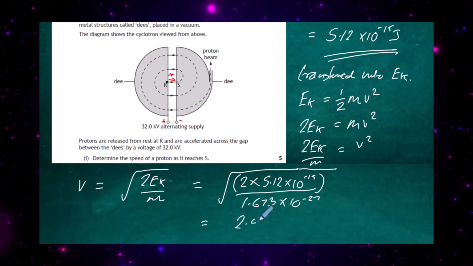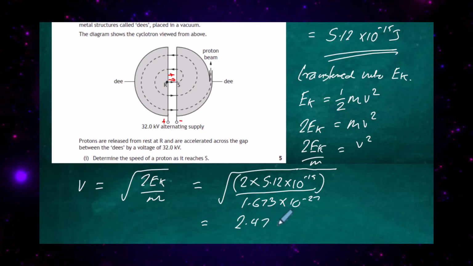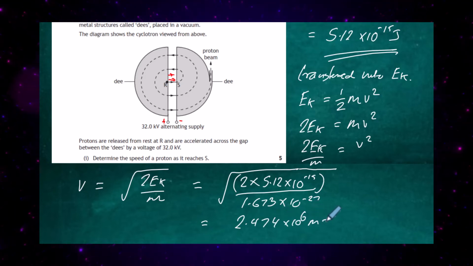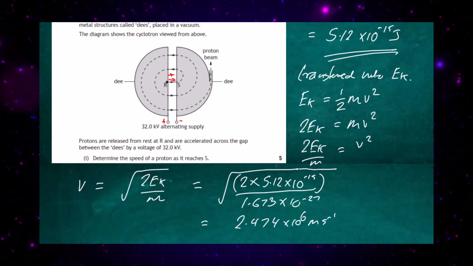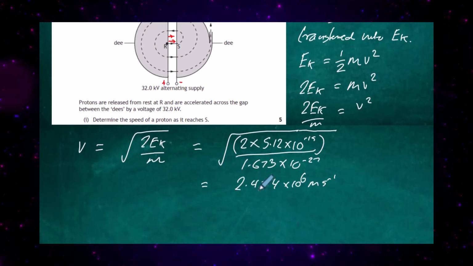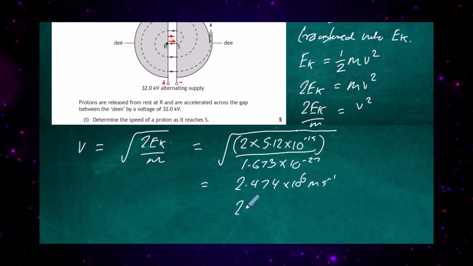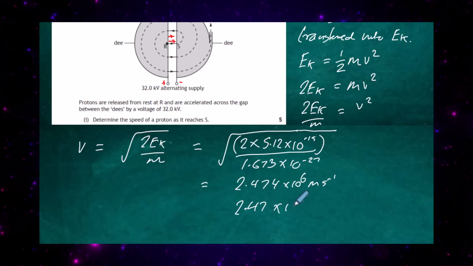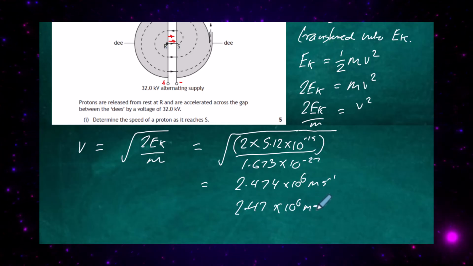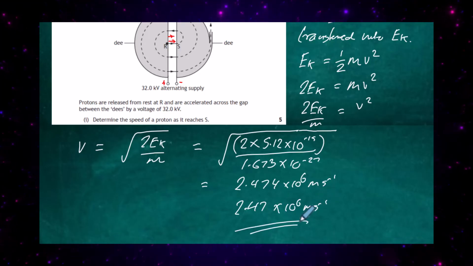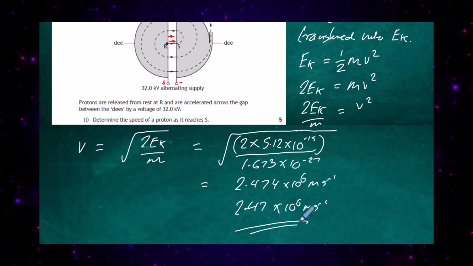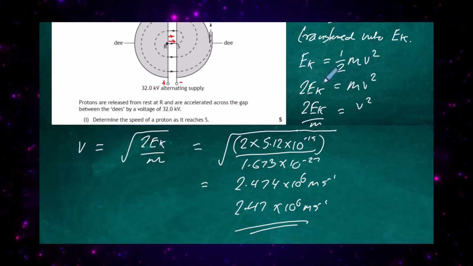Now if we do that on our calculators, we end up with a speed of 2.474 times 10 to the power 6 meters per second. We can make that a wee bit more to 3 significant figures by saying it's 2.47 times 10 to the power 6 meters per second. And that will be the speed of the proton when it reaches S in that right hand D.